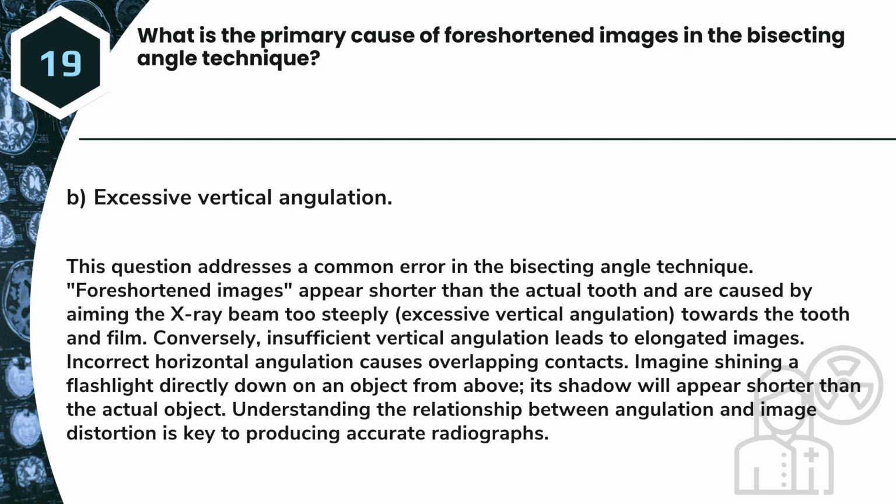Incorrect horizontal angulation causes overlapping contacts. Imagine shining a flashlight directly down on an object from above. Its shadow will appear shorter than the actual object. Understanding the relationship between angulation and image distortion is key to producing accurate radiographs.